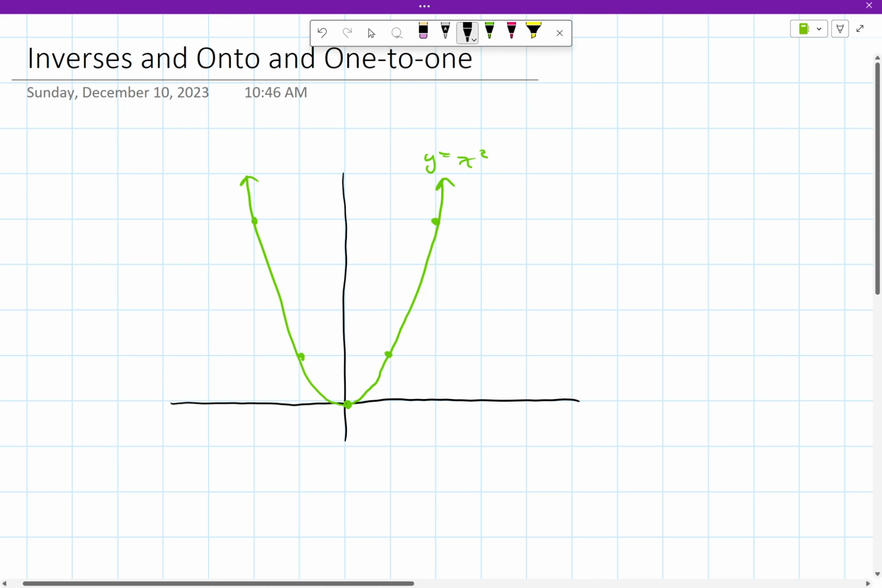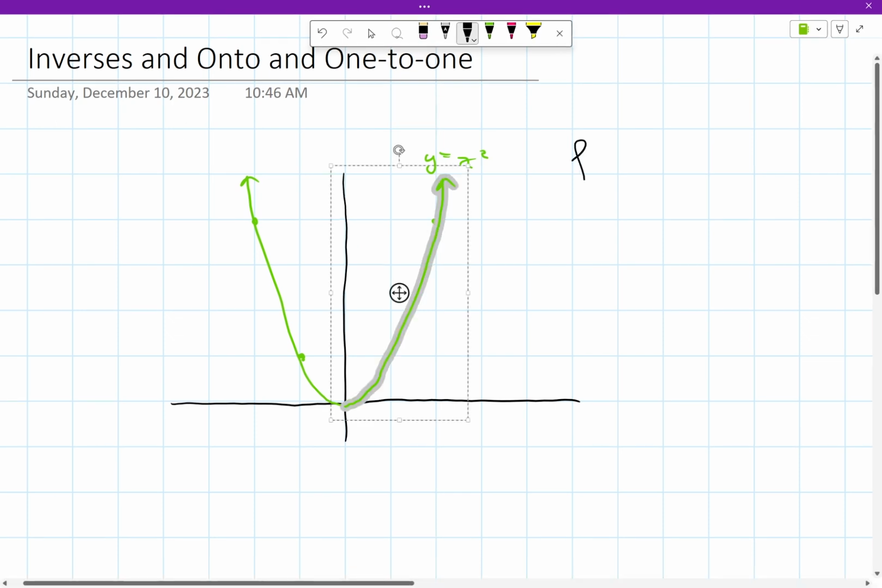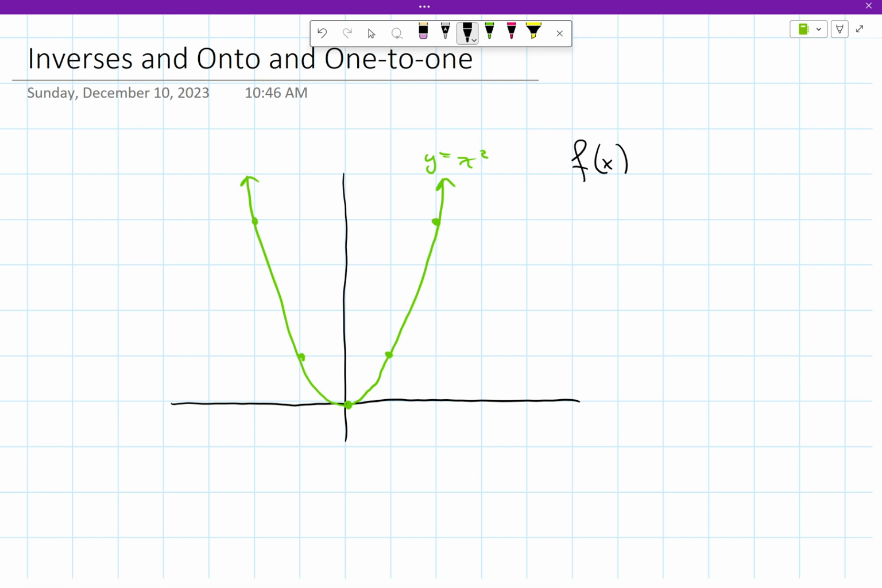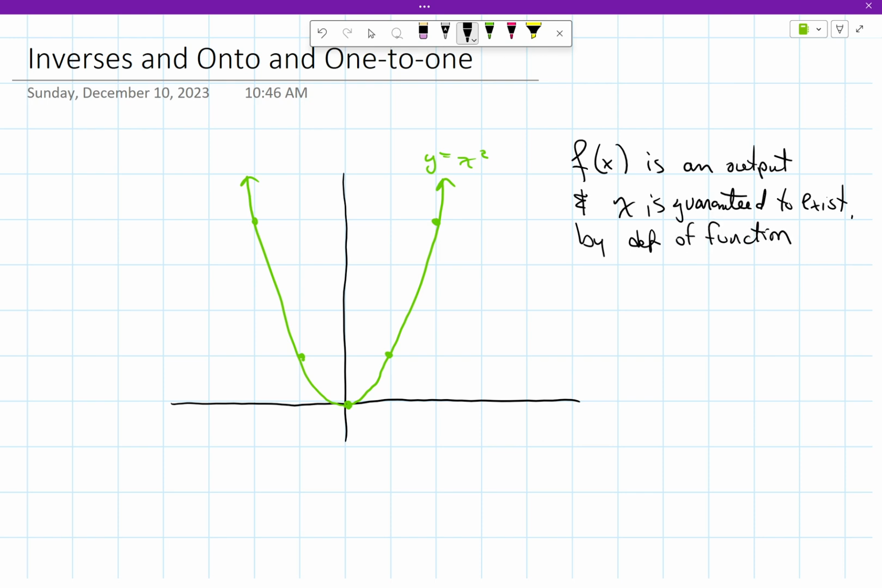So here, let's just say that if I have an f of x, it exists. It is an output. And x is guaranteed to exist. That's guaranteed by the definition of a function. And technically, in the course in abstract algebra, we actually call this the image of f.